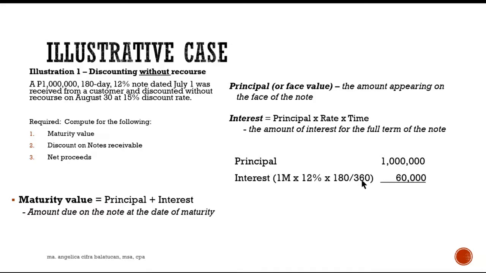So the total interest for the 6 months or 180 days would be, let's check, 1 million times 12% times 180 divided by 360, that's 60,000. So the total maturity value would be 1,060,000. Again, if the payee waits for the customer to pay after 180 days, he will receive 1,060,000 in all.